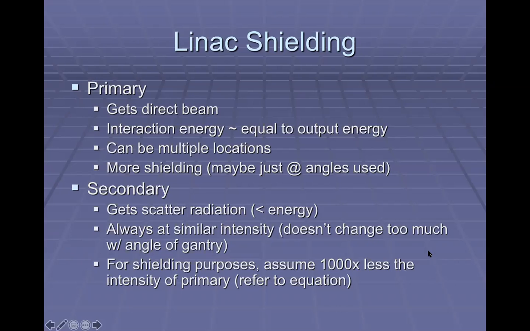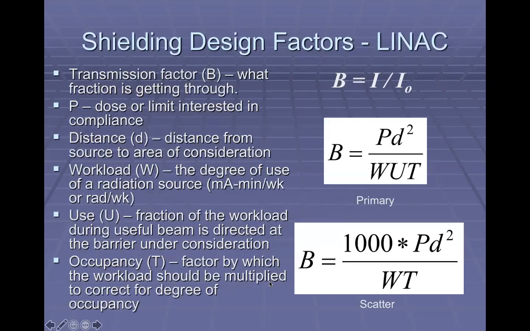And there's equations to figure out exactly how much. But again, another rule of thumb is about 1,000 times less than the primary beam. And we'll discuss that a little bit more, I think, in the next slide. Yeah, so these are the two equations when it comes down to LINAC design and knowing how much shielding you need to put in place.